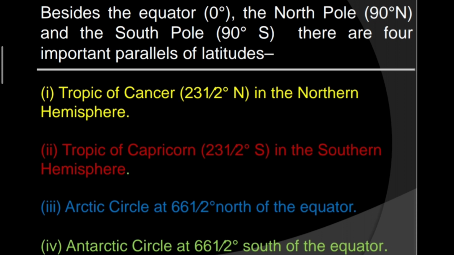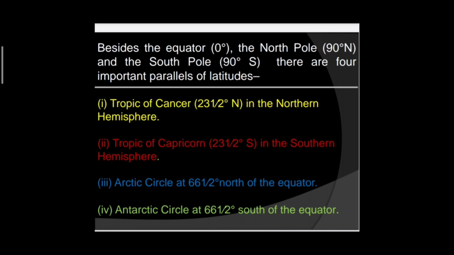Besides the equator, which means 0 degree, the North Pole, which means 90 degrees north, and the South Pole, which is 90 degrees south, there are 4 important parallels of latitude: 1. Tropic of Cancer, 2. Tropic of Capricorn, 3. Arctic Circle and 4. Antarctic Circle. The degrees are: Tropic of Cancer 23.5 degrees north in the Northern Hemisphere, Tropic of Capricorn 23.5 degrees south in the Southern Hemisphere, Arctic Circle at 66.5 degrees north of the equator and Antarctic Circle at 66.5 degrees south of the equator. These are the 4 important parallels of latitude.